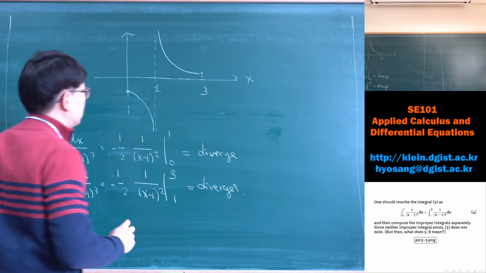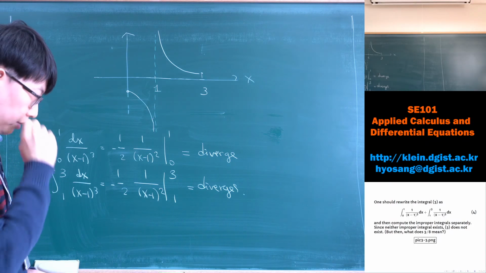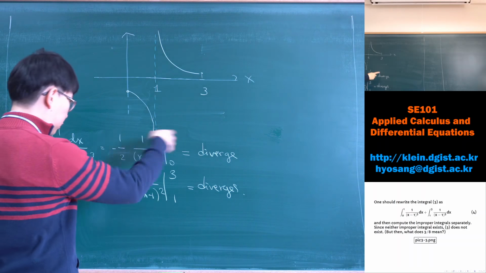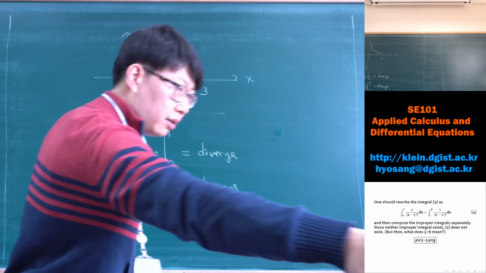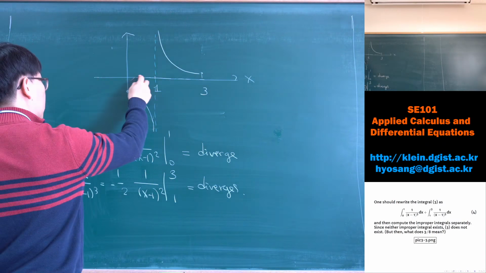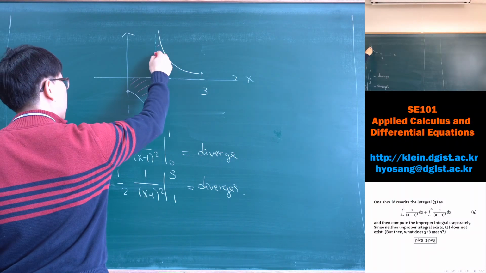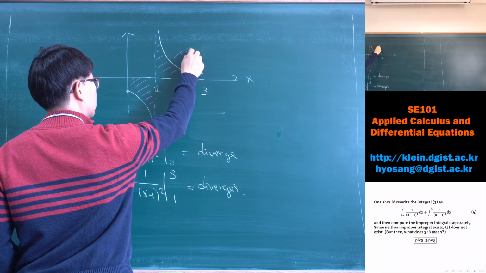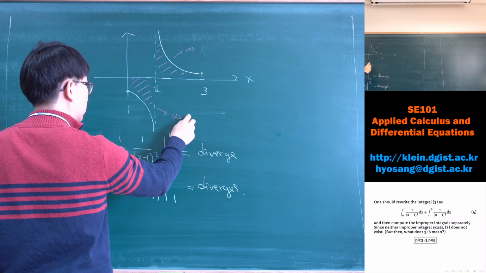Okay. So this is the picture, and simply these two computations say that the area of this part and the area of this part both diverge. So this diverges to infinity and this diverges to infinity.